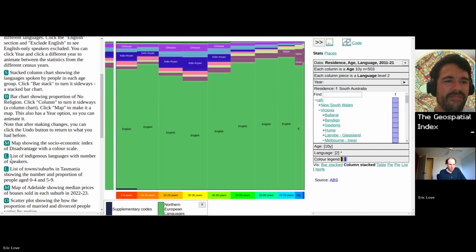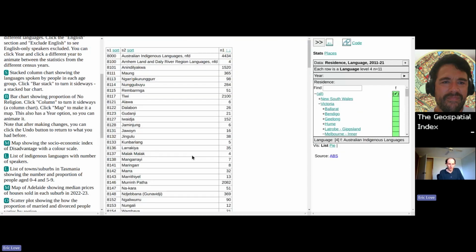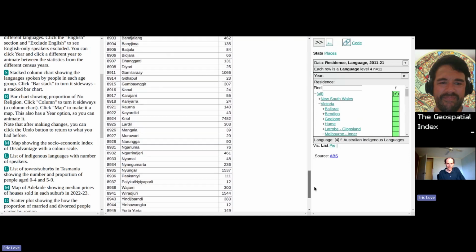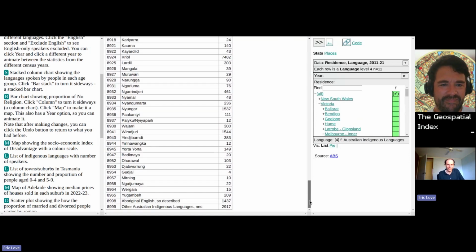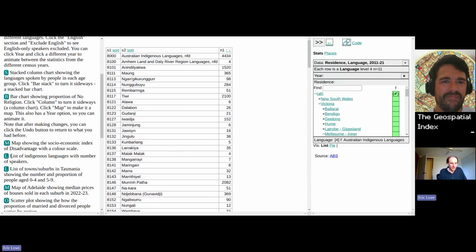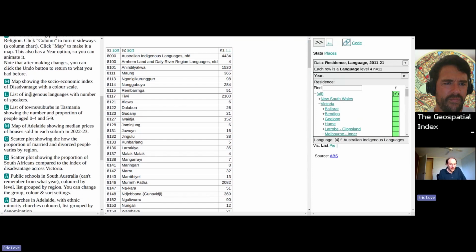And plain lists, like the number of people who speak each Indigenous language in Australia in the census. Yep. And there's a whole lot of Indigenous languages that I suppose we're more aware of these days, but there's a whole lot of small language groups around the country. Incredible.